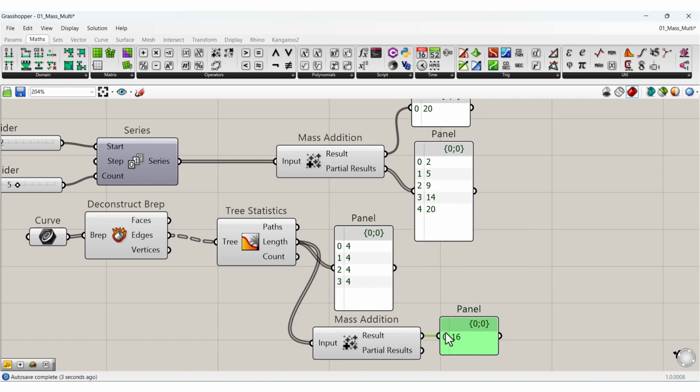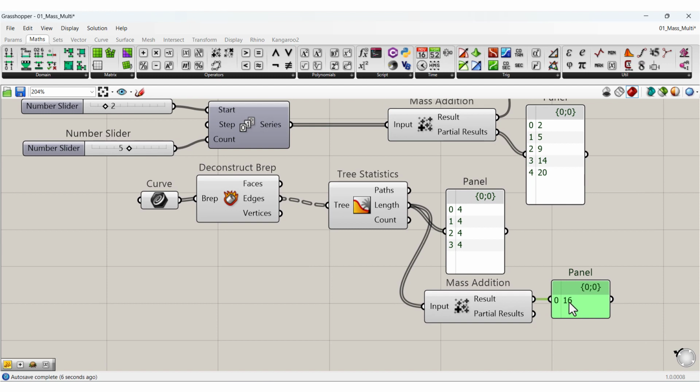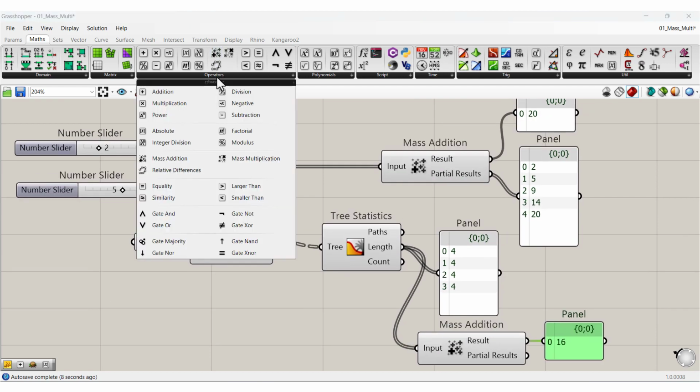4 multiplied by 4 equals 16. So one more time, mass addition, very, very important component.